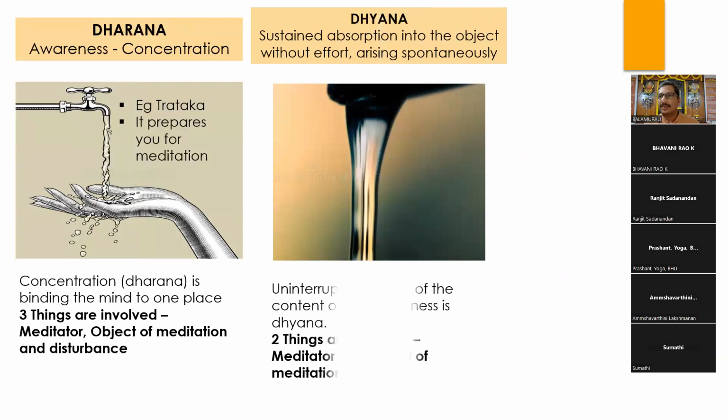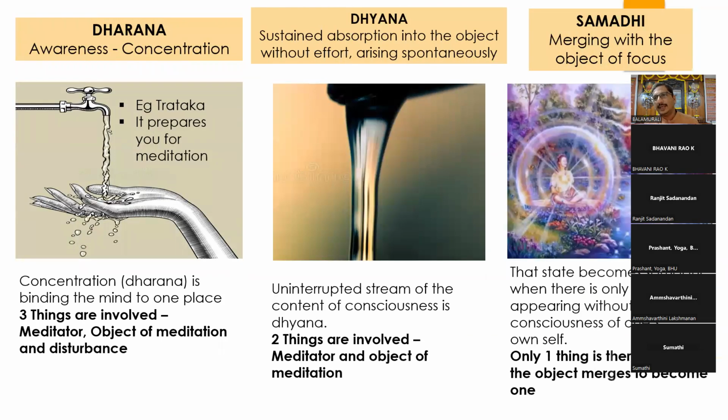Now, just remember this analogy. The flow of water is Dharana because Dharana has disturbance. When you start meditating, initially the disturbances will come. That is quite natural. This is called Dharana. If you start practicing Dharana again and again, one day, after many years of practice, you attain Dhyana. Then you will touch meditation.